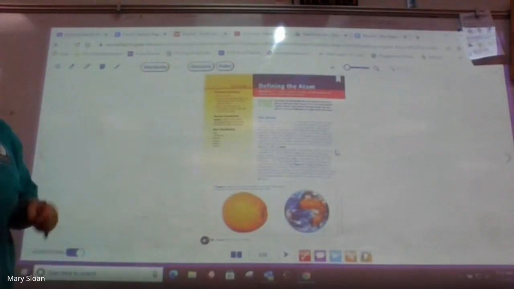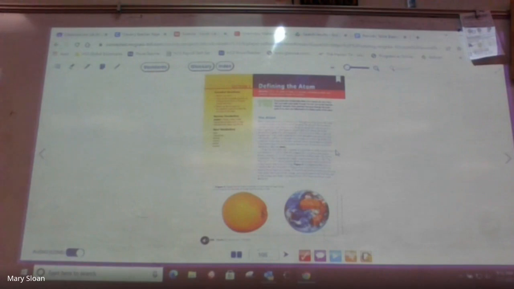Okay, so we are in section 2, defining the atom. Is everybody ready? So you turn your page from your notes that we just got finished doing, and now we're going to the next section. Use it, Science Notebook 2, Defining the Atom, Chemistry for You.